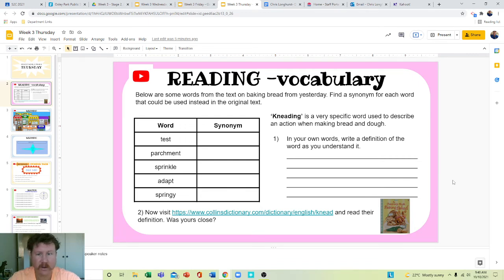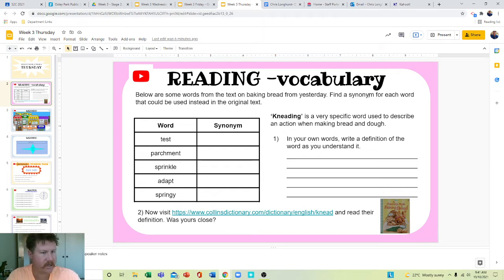You're focusing with your reading on vocabulary. Now, I'm not sure if you know this, but words play a pretty important part when it comes to reading. So your instructions are below. There are some words from the text on baking bread from yesterday. These are your words: test, parchment, sprinkle, adapt, and springy.